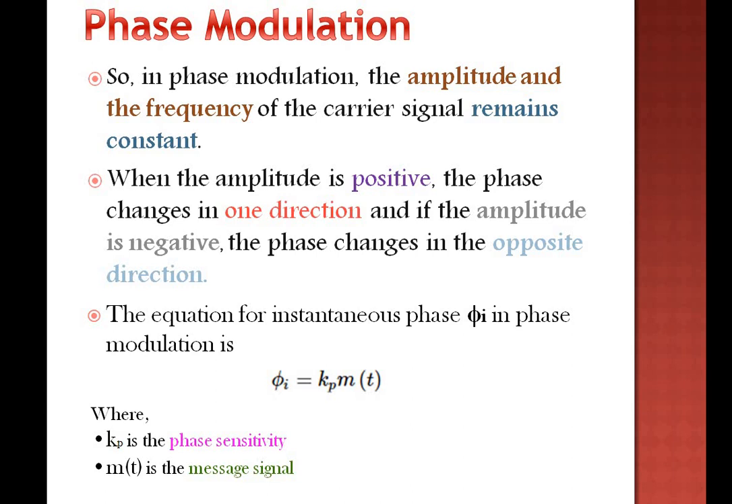So in phase modulation, the amplitude and the frequency of the carrier remain constant. When the amplitude is on the positive side, the phase changes in one direction. And if the amplitude is on the negative side, the phase changes, as I have already said, in the opposite direction. It completely changes its phase. If it is positive, the carrier signal is modulating on the positive side.